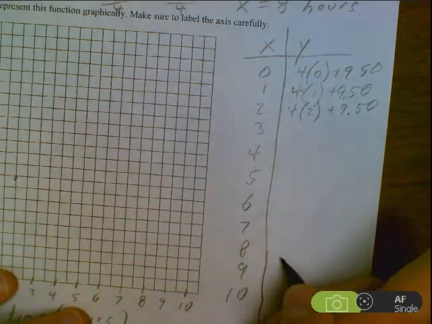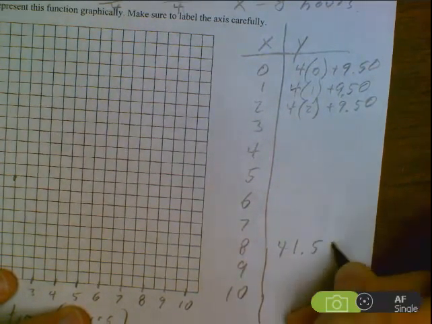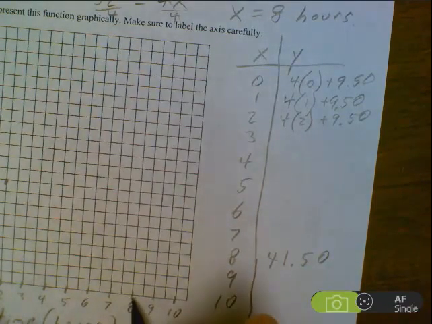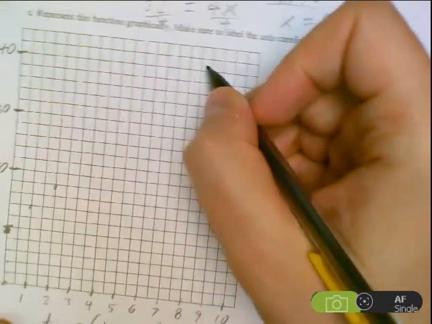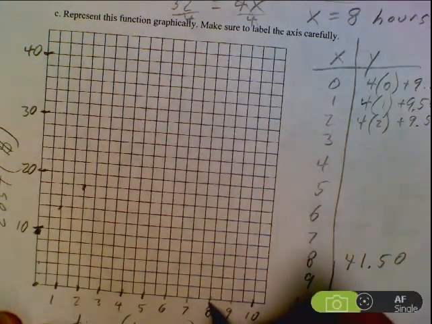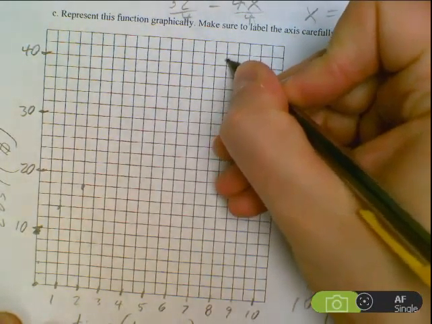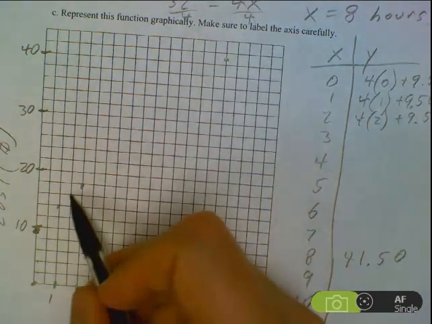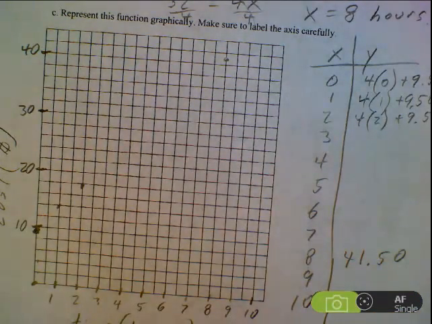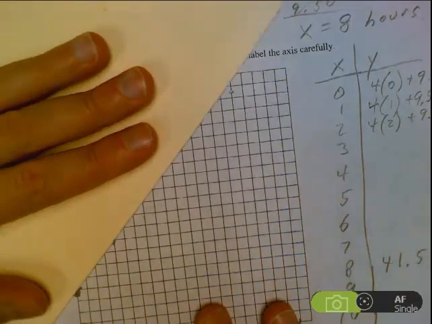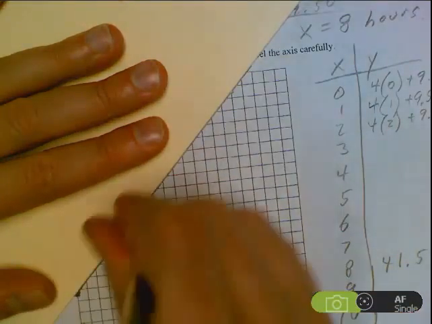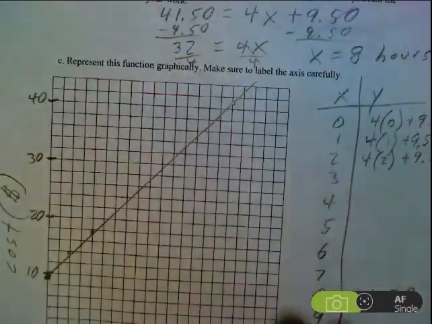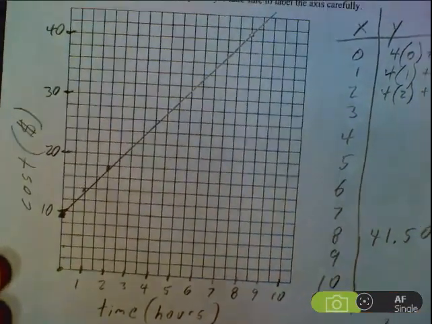But we know that when we plug in 8, we get 4150, so we can plug in that point too. We go over 8, up to 4150. And you can see all these points are going to end up being in a line, so we can just connect this line. I'll get something to make a straight edge and go like that.